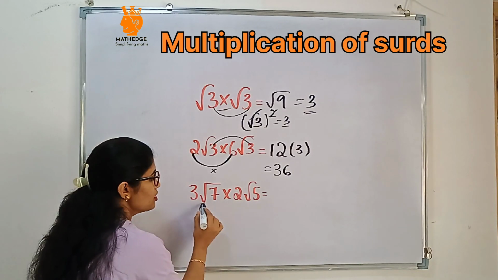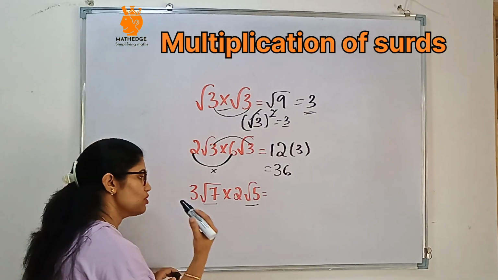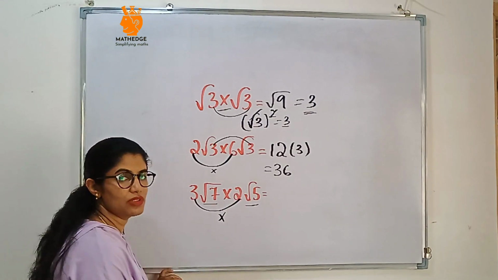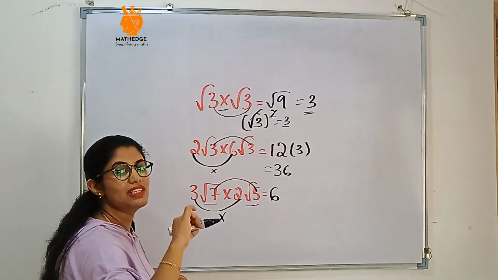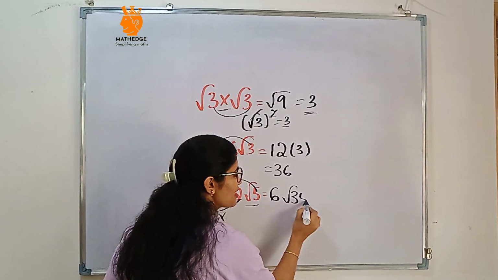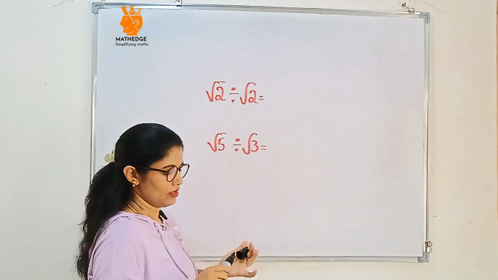What if the root numbers are different? Right? So multiply the outside terms. What do we have as the outside terms? 3 2s are 6. And multiply the surds inside the terms. 7 5s are 35. So that's our answer.